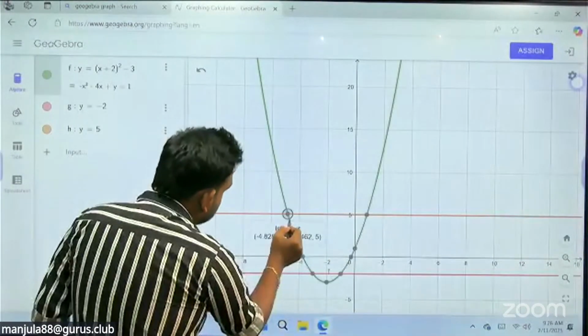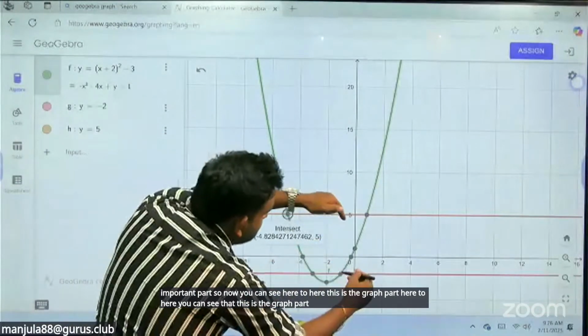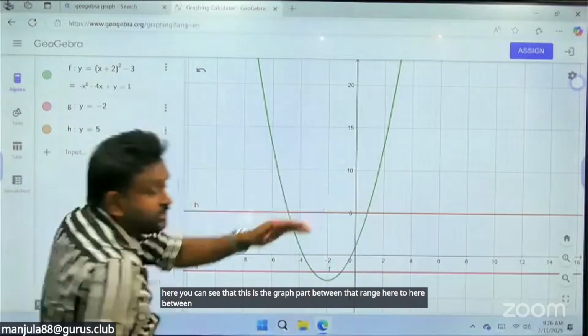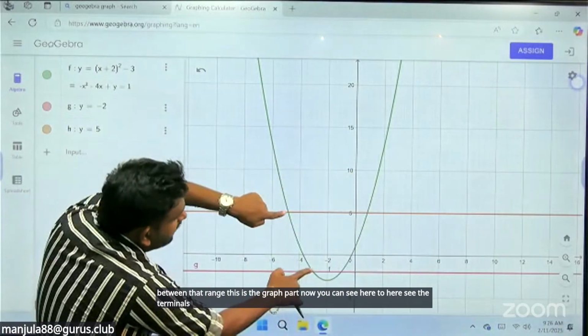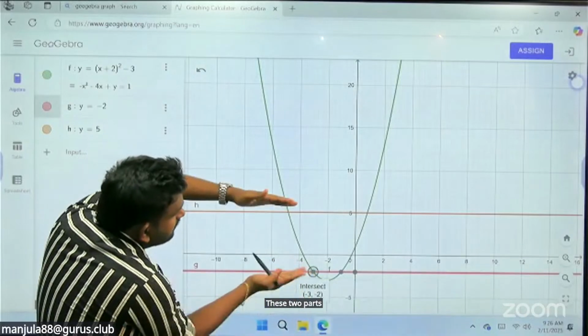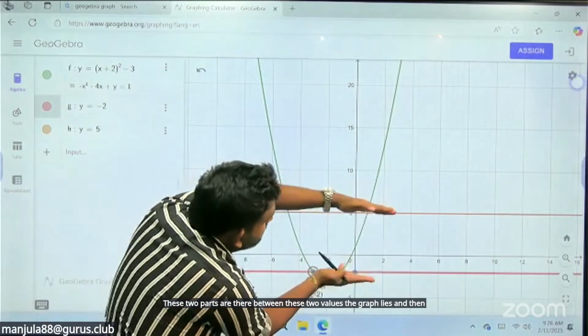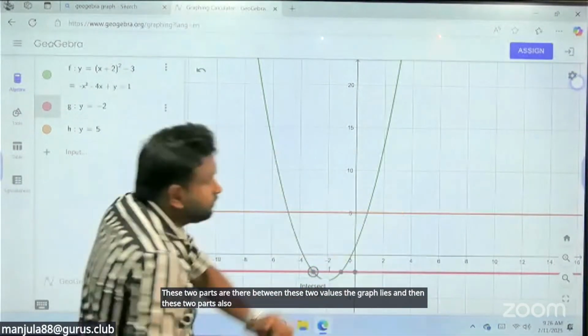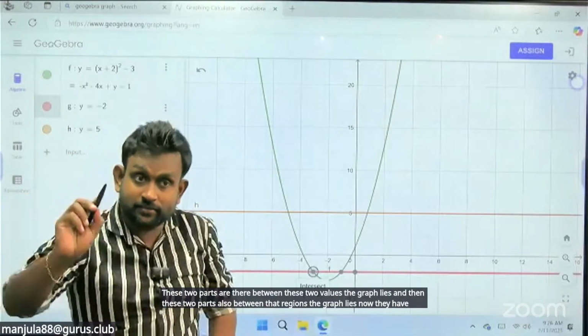Here to here, you can see that this is the graph part. Between that range, this is the graph part. Now you can see here to here, see the terminal. Between these two values the graph lies, and between these two parts also the graph lies. Now they have a specific wording, increasing.